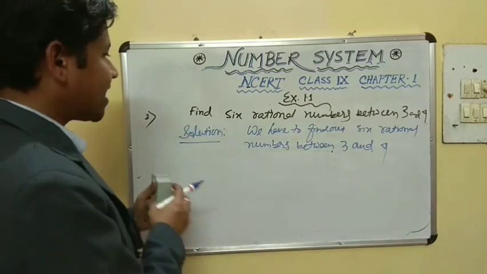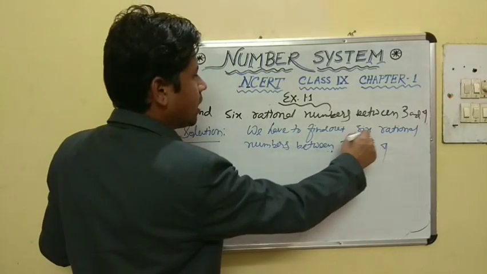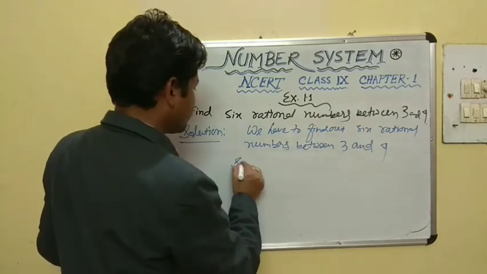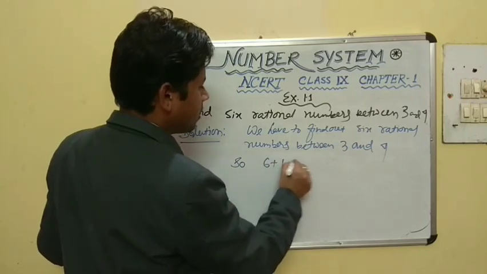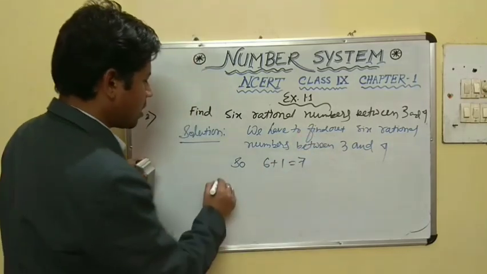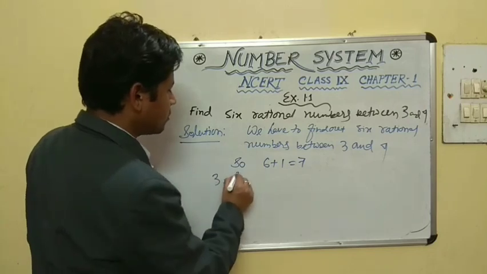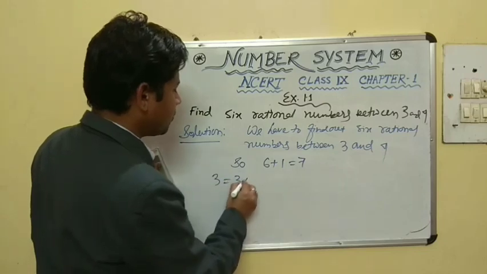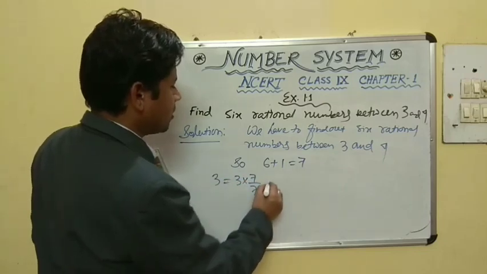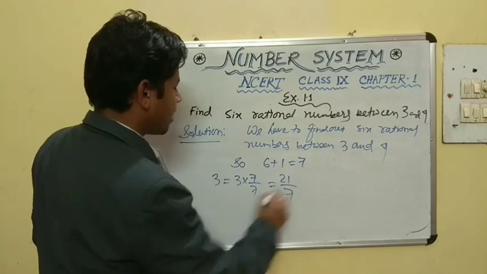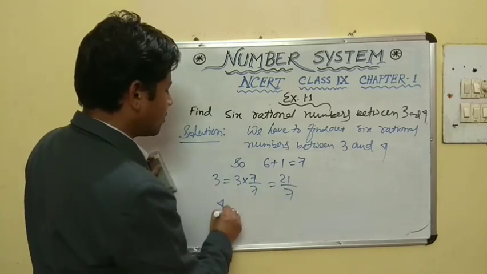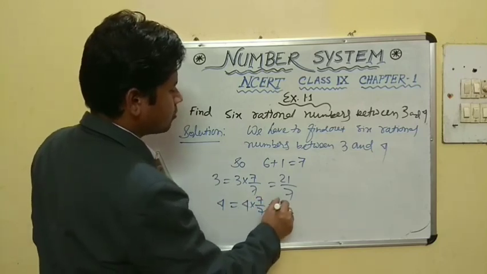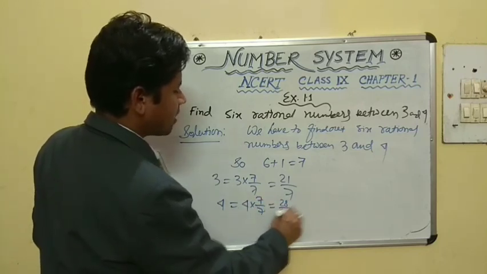Now, according to the second method, we have to find out 6 rational numbers between 3 and 4. So, 6 plus 1 equals 7. 3 equals 3 into 7 by 7, which is 21 by 7. Now, 4 equals 4 into 7 by 7, which equals 28 by 7.